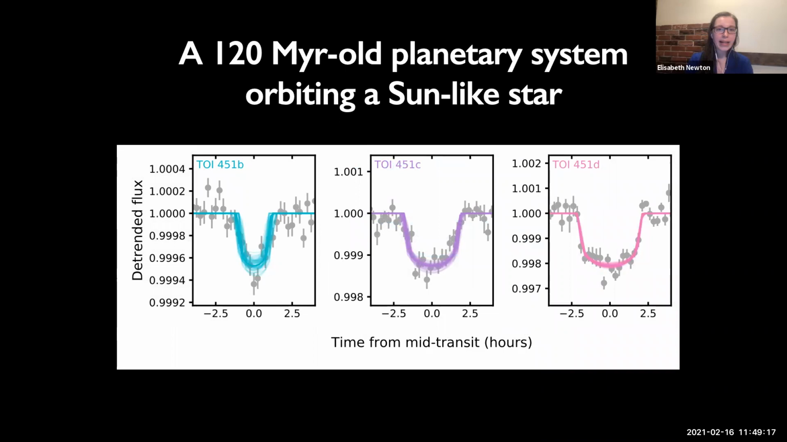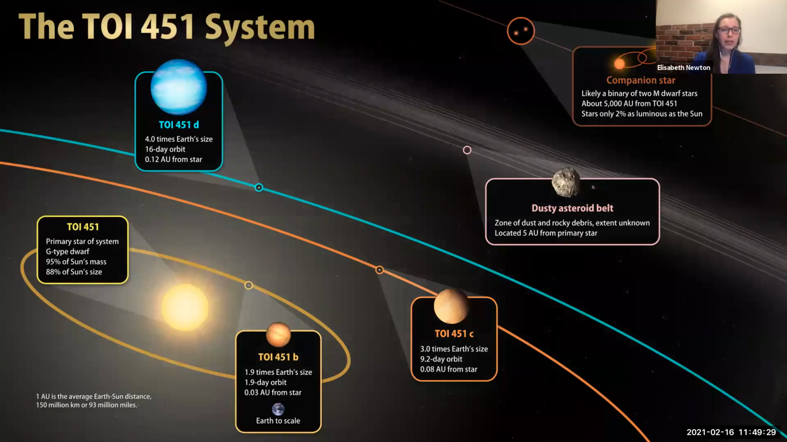We were able to validate each of these planets using some statistical arguments and a variety of ground-based data, as well as this data from Spitzer and data from Gaia. So overall, the system looks something like this schematic. So we have our solar mass host star. It's about 95% of the mass of the sun. And then there's 3 close orbiting exoplanets.